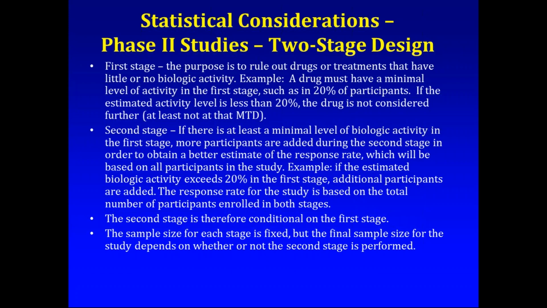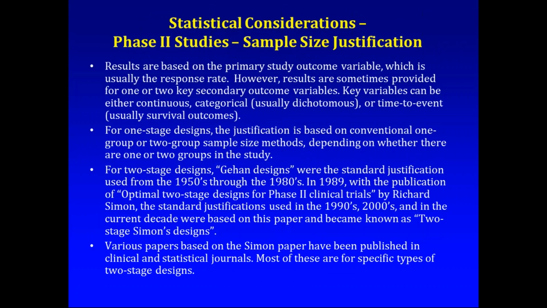The very last sentence in that paragraph was important: the response rate for the phase 2 study is based on the total number of participants enrolled in both stages. So when all is said and done, we combine all participants and say that's our patient group, and all of our statistics are based on all of those participants. We don't do analysis separately for each stage. And I've said the other things on that slide.